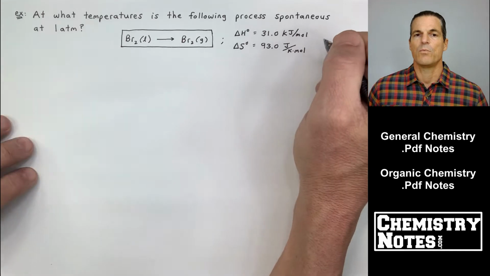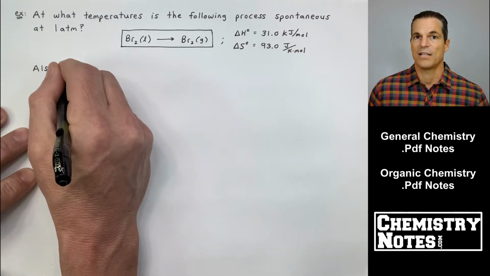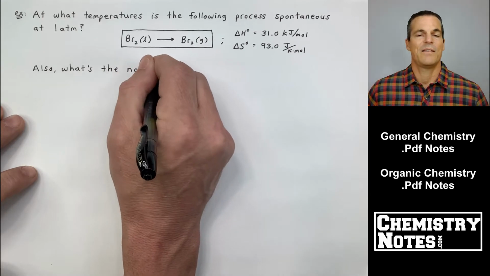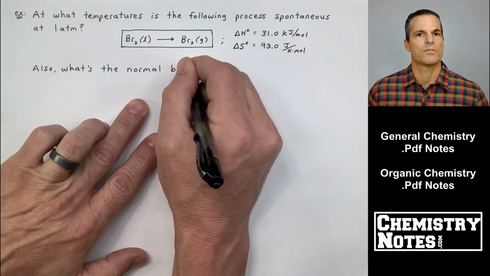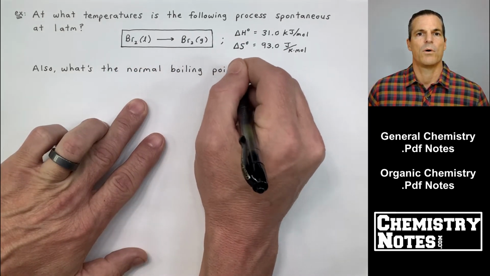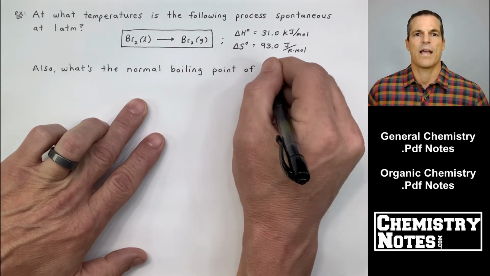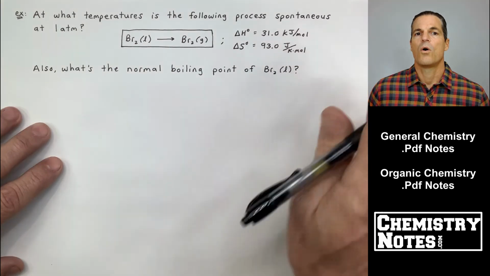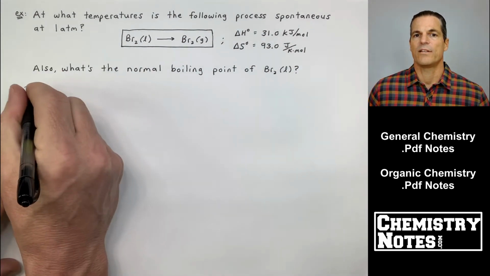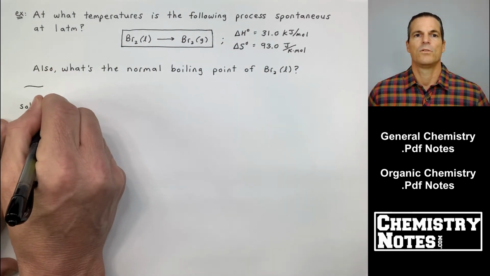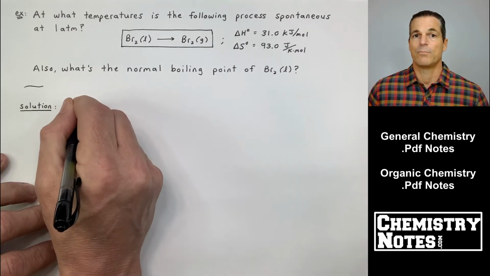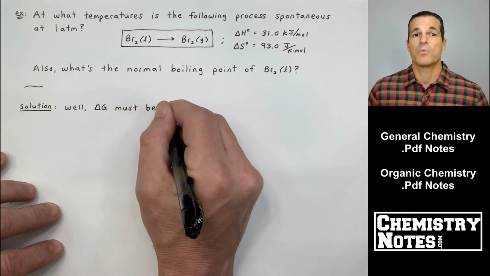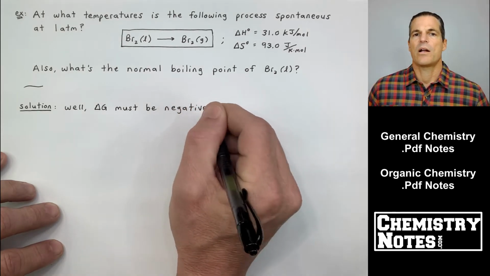So it should be no wonder that delta S is a positive 93 joules per Kelvin per mole. And then notice delta H is in kilojoules, 31 kilojoules per mole. So this is an endothermic reaction. And then it says, second question, also, what's the normal boiling point of Br2 liquid? Normal boiling point, by the way, is the boiling point of a substance at 1 atm pressure, which is what we're at. So how do we approach this problem?